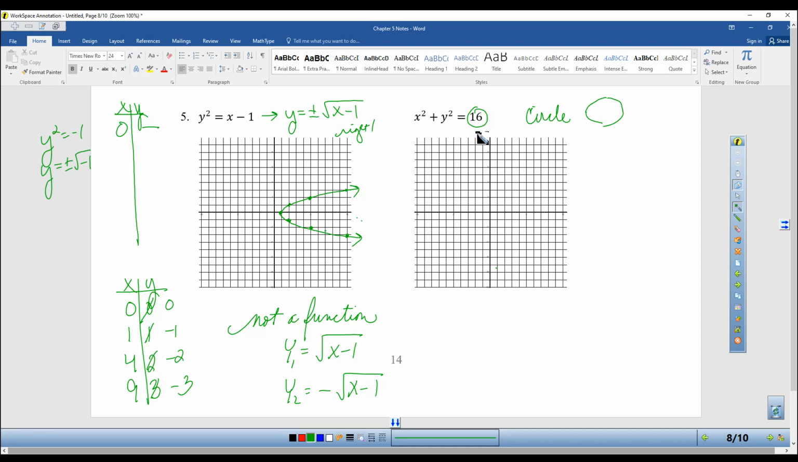And this is going to be your radius squared. So my radius is 4. 1, 2, 3, 4. A little bit hard to draw a really nice circle. Just do the best you can. There we go. So just expanding on our square roots a little bit.